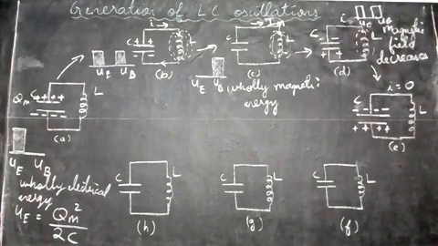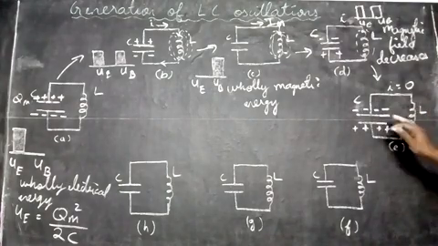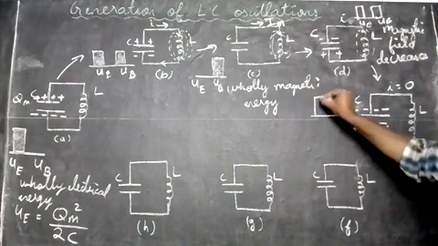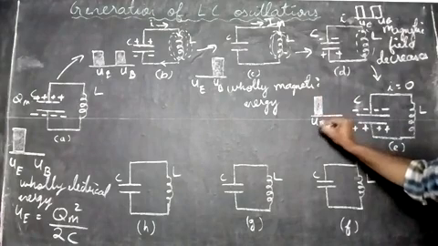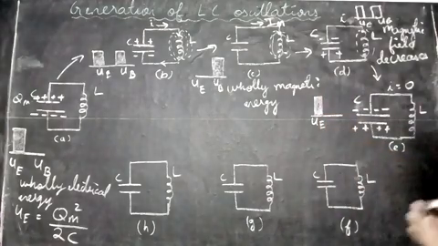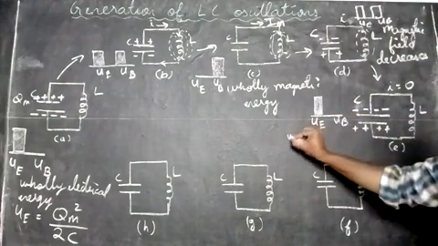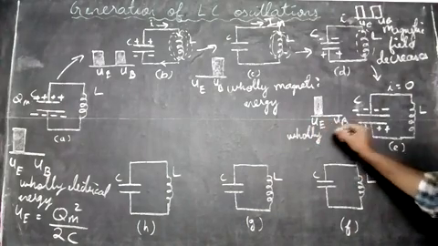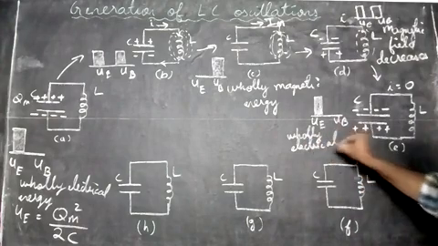In this case, the current flowing in the circuit will be 0. The capacitor is fully charged, and we have fully electrical energy only. So the graph for that will be like this. That is UE. All energy is stored in the form of electrical energy only, and the magnetic energy UB is 0. For this one I'm writing: wholly electrical energy.